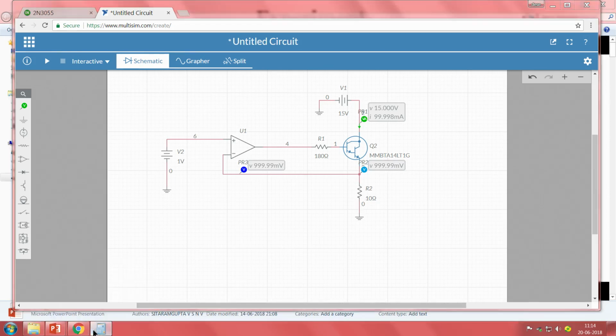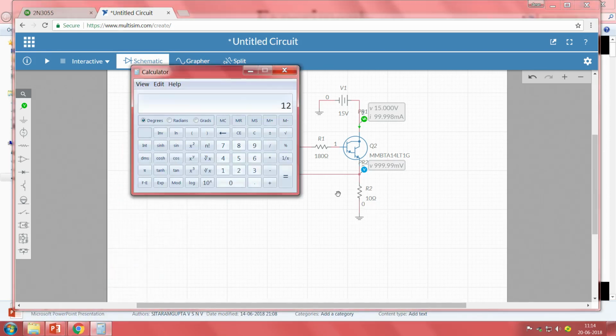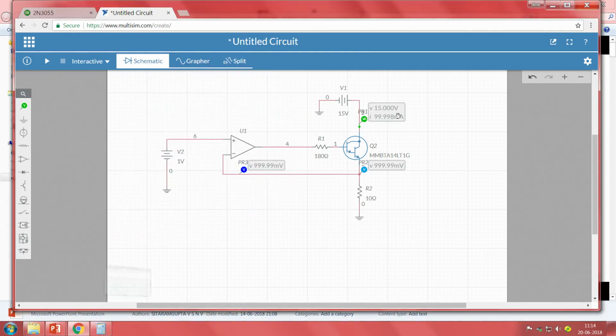Since for simulation purposes I have used 10, 1 divided by 10 is 0.1 amp, right, approximately 100 milliamps. So, if I see the current flow here, IC, and as we know IC and IE are always close, with alpha as the relation, and alpha is also 0.99, it is also close to 0.1 amps, right.